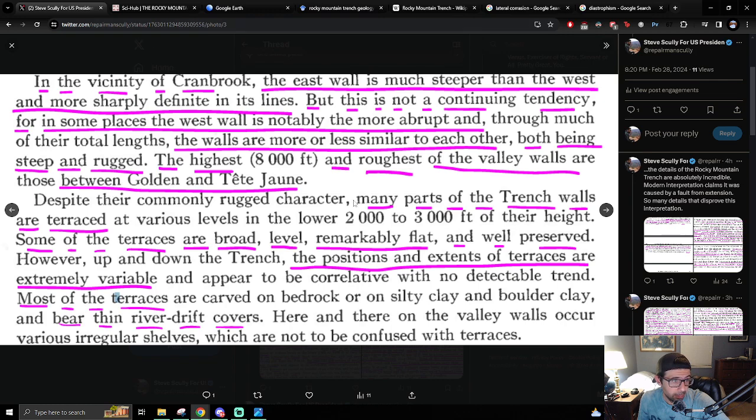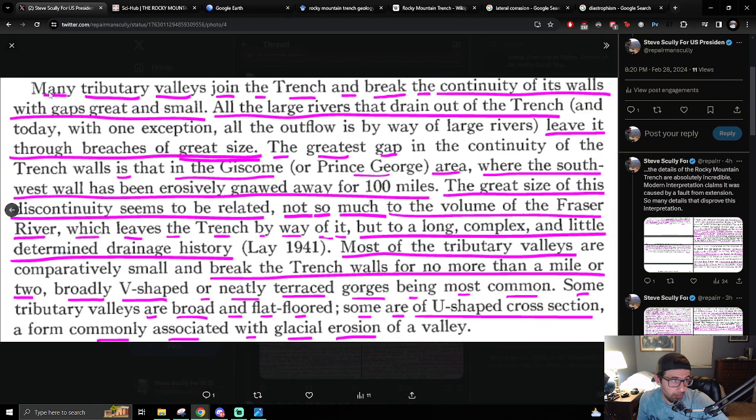Despite their commonly rugged character, many parts of the trench walls are terraced. Some of the terraces are broad, level, remarkably flat, and well preserved. The positions and extents of the terraces are extremely variable. Most of the terraces bear thin river drift covers. Many tributary valleys join the trench and break the continuity of its walls with gaps great and small. All the large rivers that drain out of the trench leave it through breaches of great size.